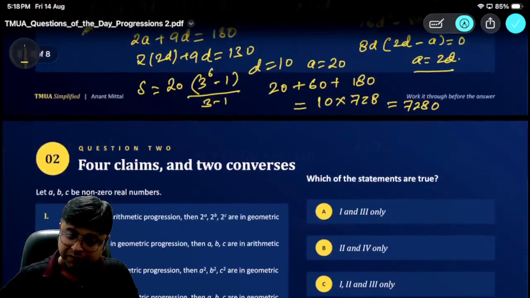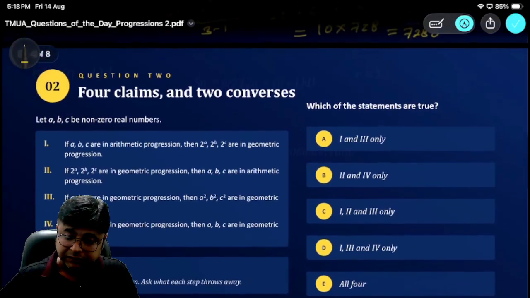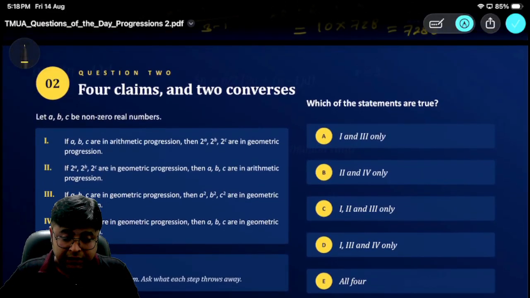Right. Now let's discuss one more. It says, let A, B, C be non-zero real numbers.